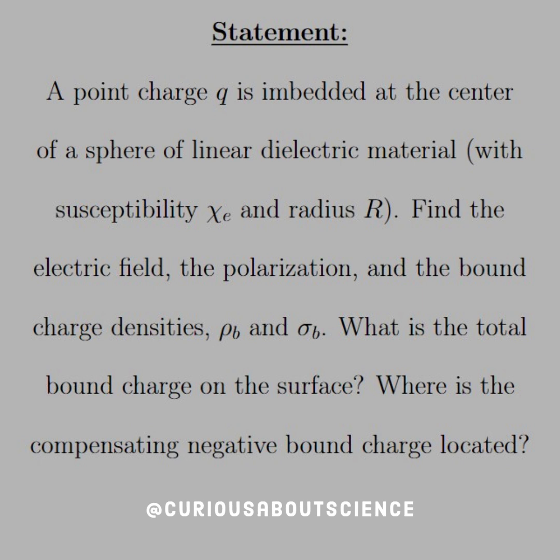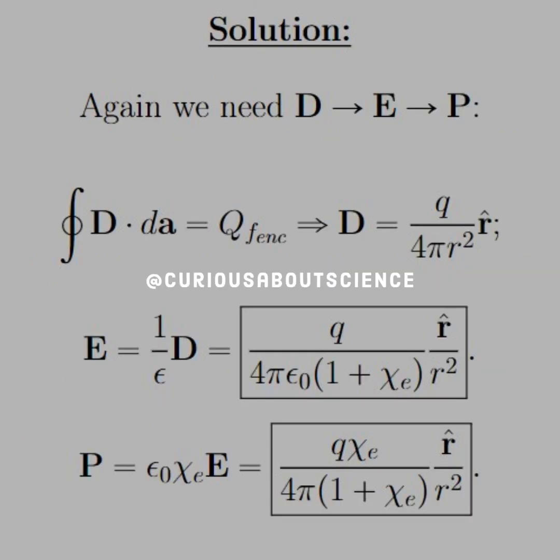The statement reads: a point charge Q is embedded at the center of a sphere of linear dielectric material with susceptibility chi-e and radius capital R. Find the electric field, the polarization, and the bound charge density rho b and sigma b. What is the total bound charge on the surface? Where is the compensating negative bound charge located?